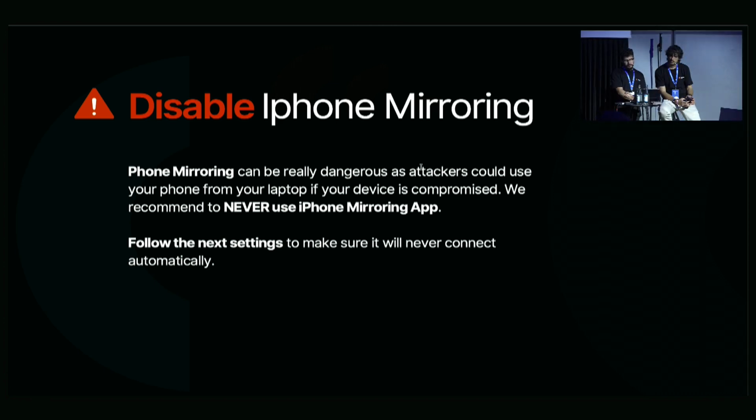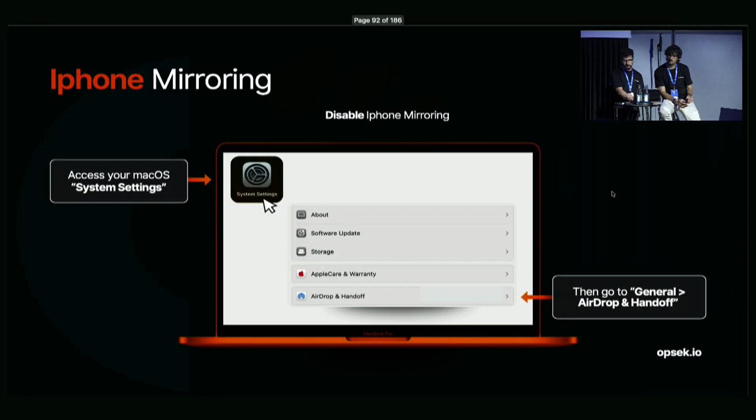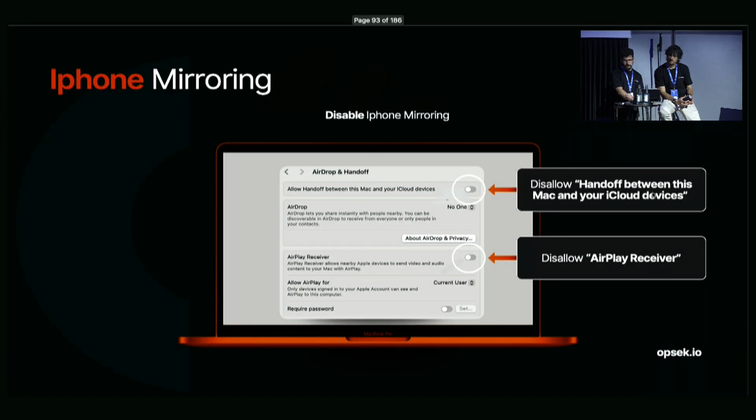Well, this is also really important. You want to disable iPhone mirroring and all the features like screen mirroring, screen sharing, and that. You have to be really, really careful with this. Most of the device compromise incidents that we see are using this kind of features. So yeah, you can disable Handoff and also iPhone mirroring and AirPlay here.